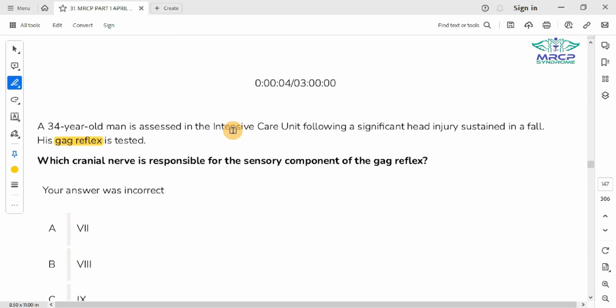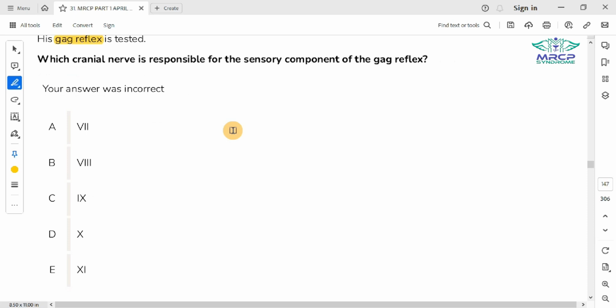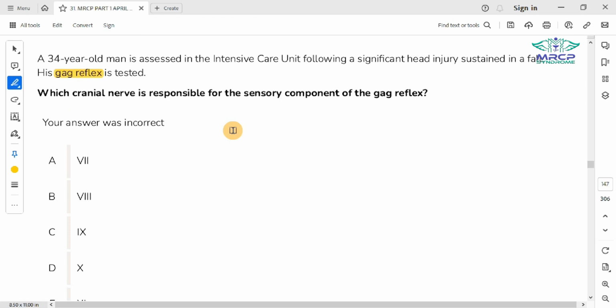So next one will be our last question. Which cranial nerve is responsible for the sensory component of the gag reflex? A 34-year-old man is taken to the intensive care unit following a significant head injury sustained in a fall. His gag reflex is tested. So which cranial nerve is responsible for the sensory component of the gag reflex?